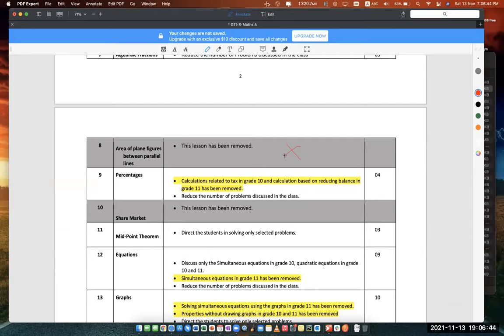One of the places where they ask this is after construction. They ask us to construct some figures, and after construction they ask us to name two triangles or name two parallelograms with similar area. So that part is entirely removed. All these theories are not in the syllabus. The area of the plane figures between parallel lines, this part is entirely removed.